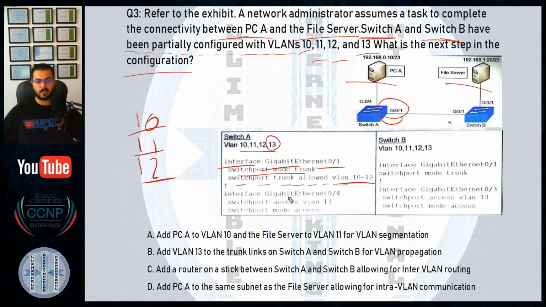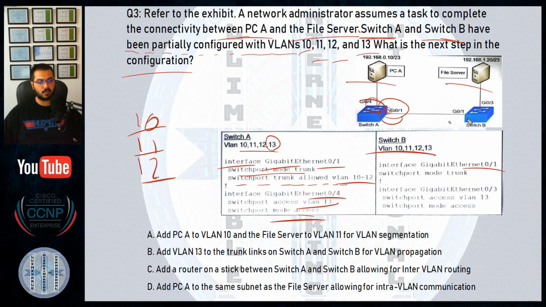Okay, interface GigabitEthernet 0/4, this one should be an access port. Yes, it's access but on VLAN 13. That's unfortunate because the VLAN 13 frame will stop here. It will not cross this interface. Maybe we should change the VLAN of PCA, but at the same time it should match the VLAN of the file server. Okay, in switch B, the same config.